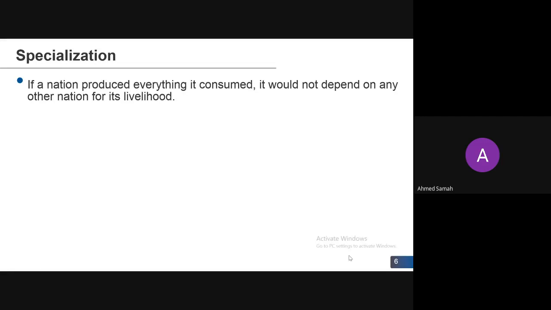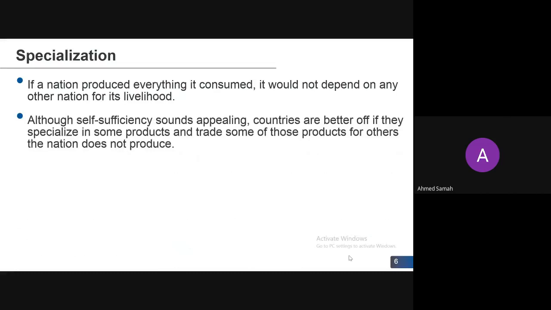Then I have said the specialization benefits is a huge benefit of international trade. So let's look into that. If a nation produced everything it consumed, it would not depend on any other nation for their life. This could be quite appealing when we hear this. But something to remember is that countries are actually better off if they specialize in some products and trade some of these products for other nations that do not produce it. So let's talk about that.